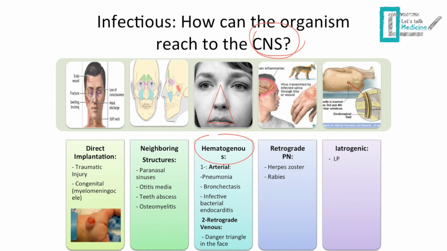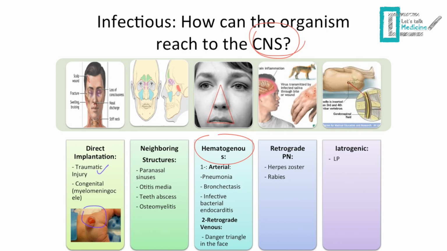For example, we have direct implantation as a first way of transmission. Traumatic injuries like skull fractures can cause direct inoculation of the organisms. Also, we have congenital malformations. For example, as you can see in this picture, the congenital myelomeningocele can also cause direct implantation of the organism.